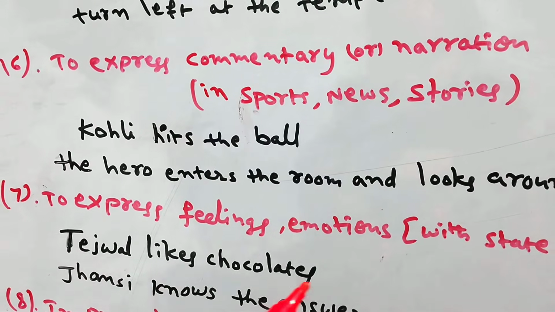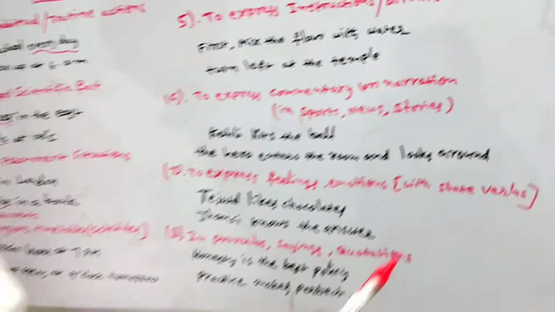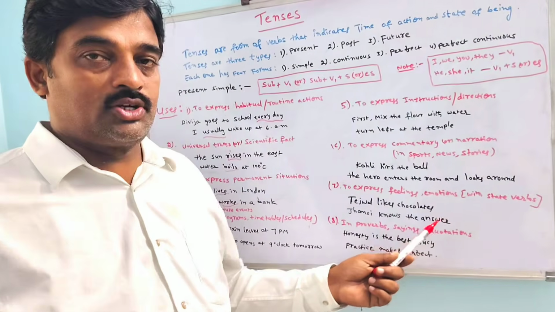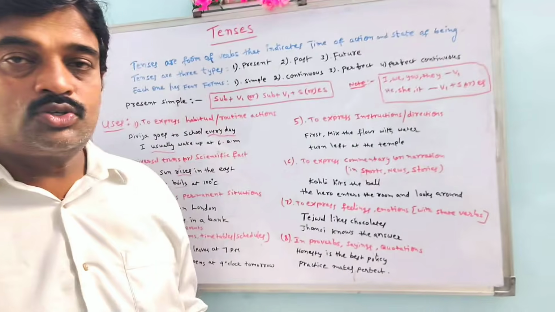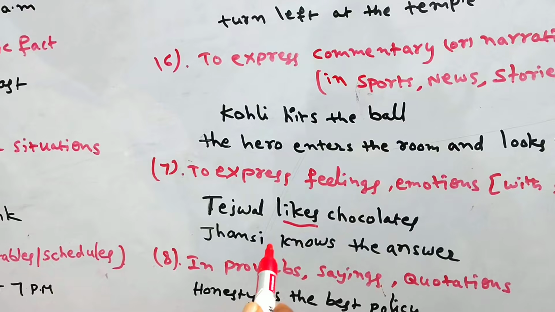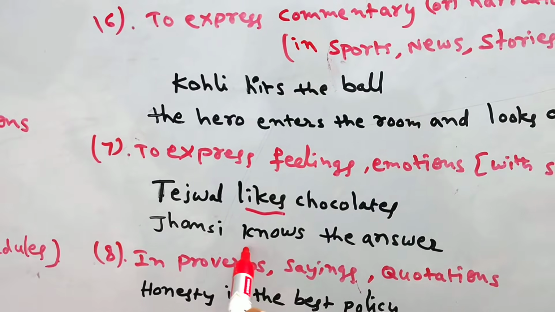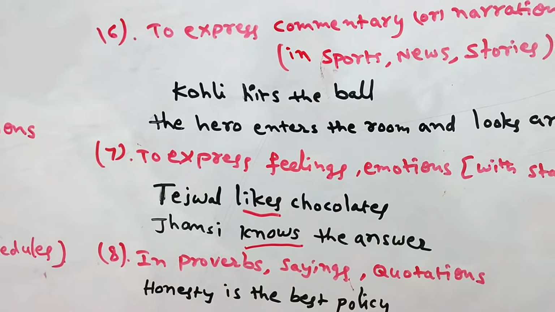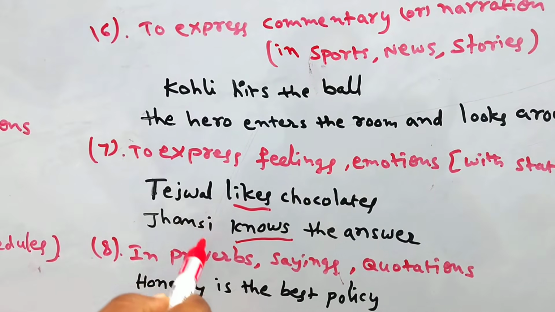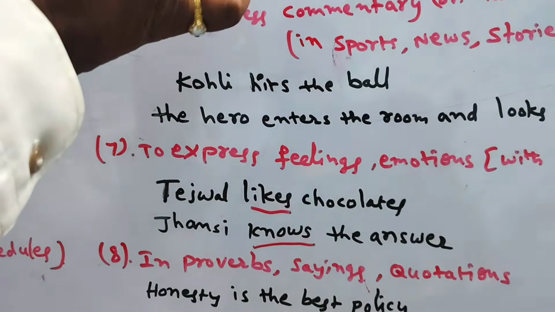And next one, to express feelings and emotions with state verbs only. Okay, with state verbs only, not action verbs. Okay, Tejwal likes chocolates. Tejwal likes chocolates. Here, likes. Yeah, again, third person singular, so I use likes. Jhansi knows the answer. Okay, knows, K-N-O-W-S. Knows. Jhansi knows the answer. So the subject of these two sentences is third person singular. I have taken this structure, s or es.